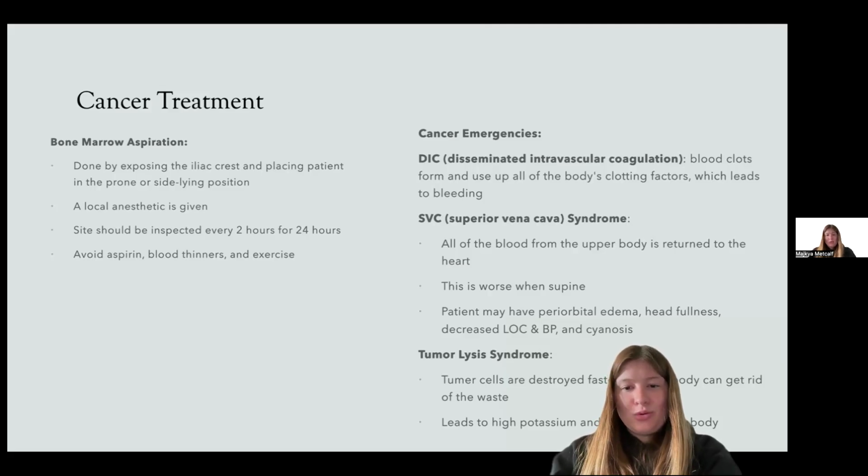Last but not least, we have tumor lysis syndrome. This is when tumor cells are destroyed faster than the body can get rid of the waste, so we're going to see a buildup of that waste product in the body, and this may lead to high potassium and uric acid levels.